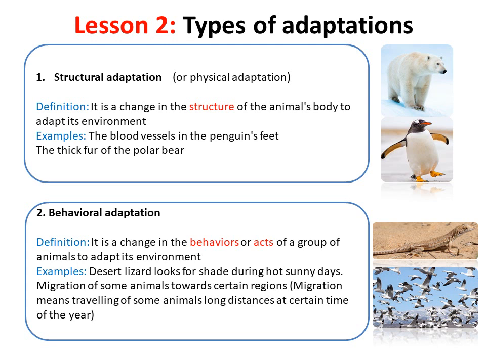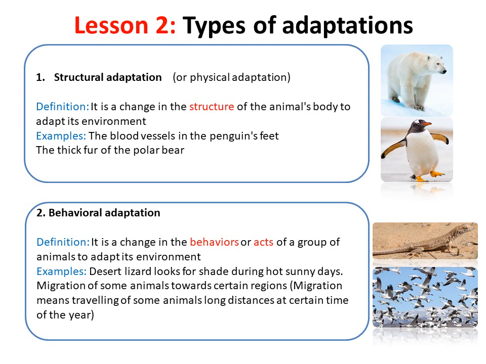So let's take examples. For the structural adaptation, the blood vessels in the penguin's feet that we took before is a type of structural adaptation. It's something already found in the structure of the animal's body to allow the animal to adapt to its environment. Also, the thick white fur in the polar bear allows the polar bear to adapt to the environment, and it's found in its body. It's a change in its body.